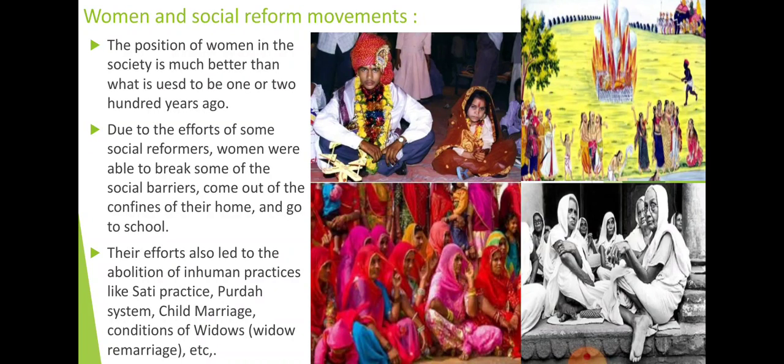So this is the effort of the social reformers that gave women the opportunity to come out of their houses and get education. Their effort also led to the abolition of inhuman practices. They helped the people fight against the sati system, the parda system, child marriage, and they also fought for widow remarriage. They were not against widow remarriage, they fought for it.